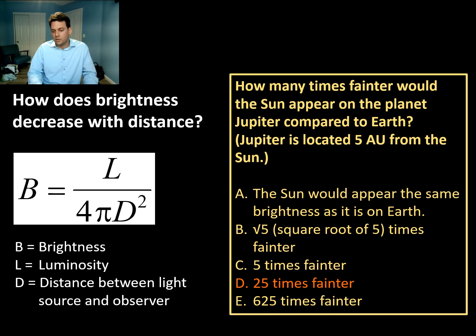and that means that the sun is 25 times fainter on Jupiter than on Earth. So as much as I would love to continue throwing more equations at you, I think that's probably enough for today.